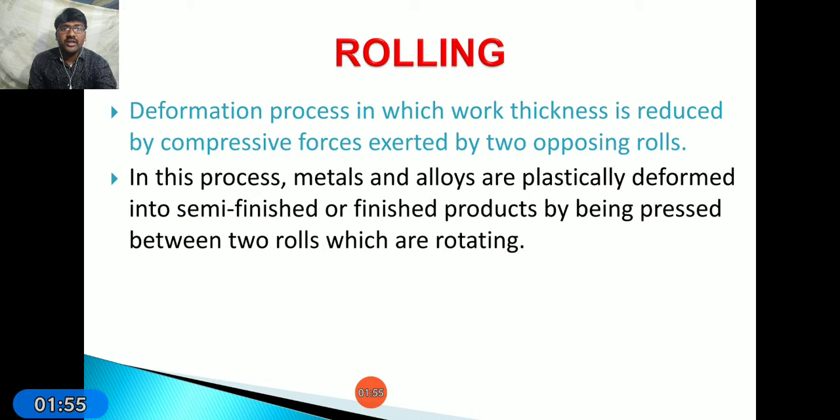Next, in this process the metals and alloys are plastically deformed into semi-finished or finished products by being pressed between two rotating rolls. Here two rollers are used in the basic rolling process. In between these two rollers we are passing the workpiece. Due to this, compression takes place, and plastic deformation occurs. It helps to finish the workpiece.